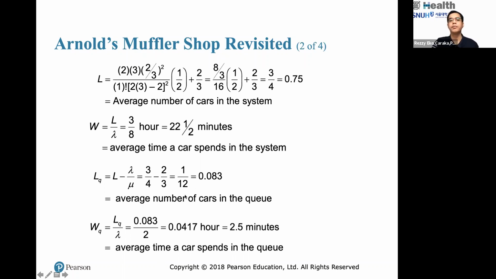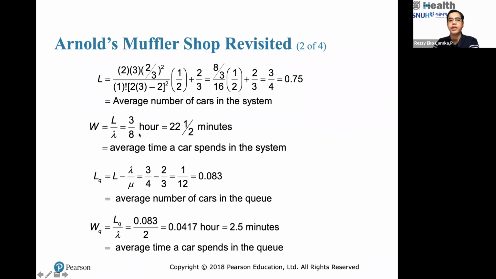And also we can calculate 0.083 as the average number of cars in the queue. So this is our LQ. And how to calculate the time a car spends in the queue? So we can get the information, which is 2.5 minutes for WQ. So it's quite easy, similar.